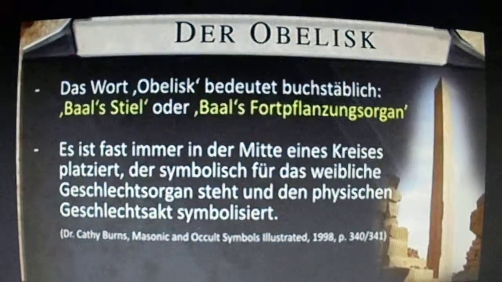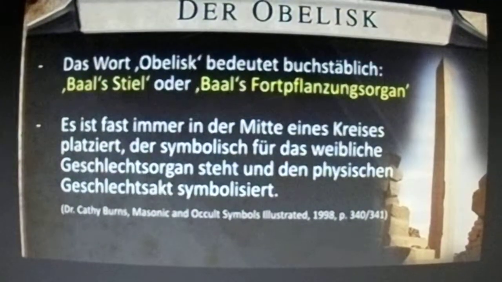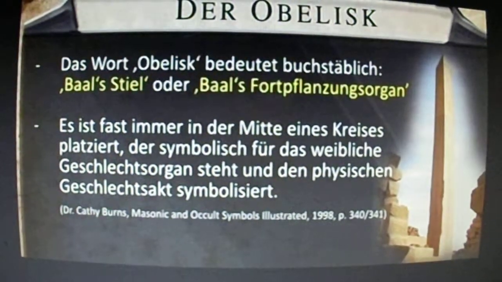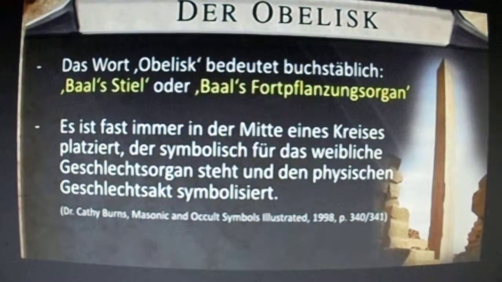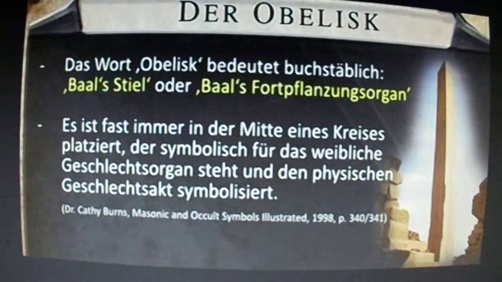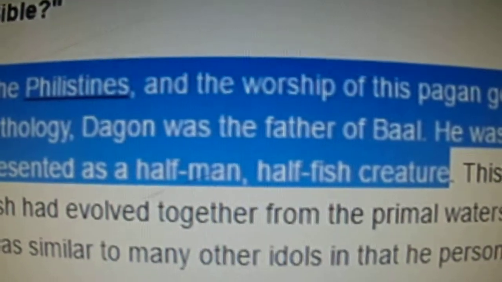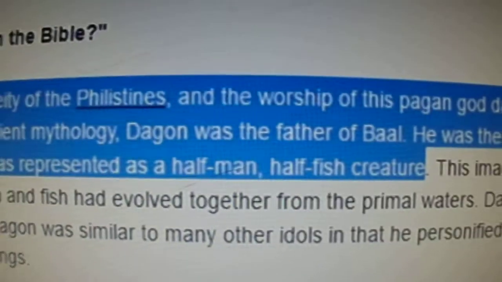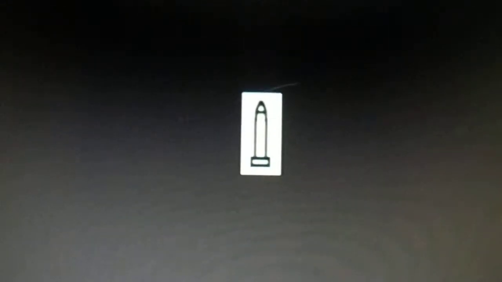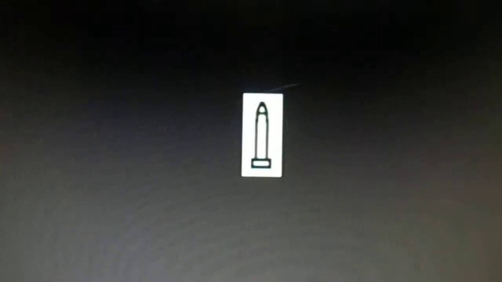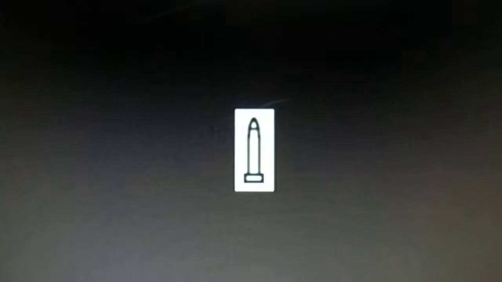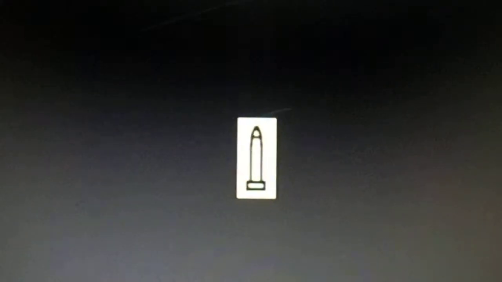So that thing in the middle is supposed to be an obelisk. That one means Baal's stick or Baal's reproduction organ, and Baal was the father of this Dagon, or rather, Dagon was the father of Baal. So there you have it. It made it into a letter in the Egyptian hieroglyphic system. That one. It's the hieroglyph for the sun god Amun.